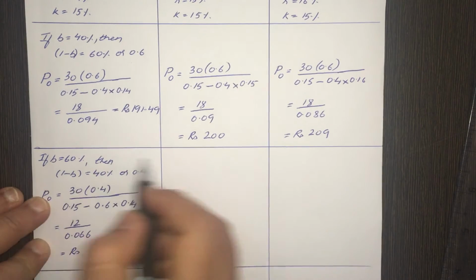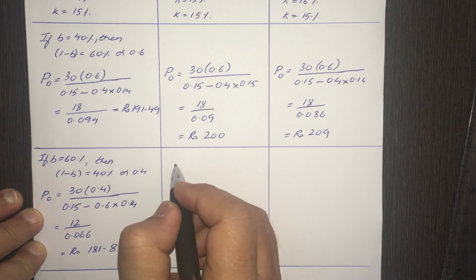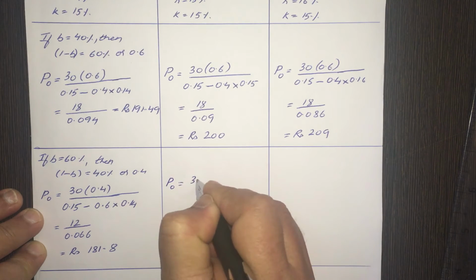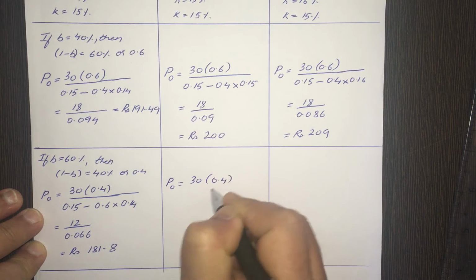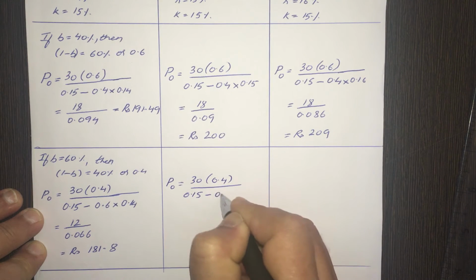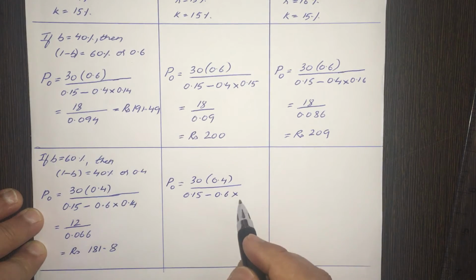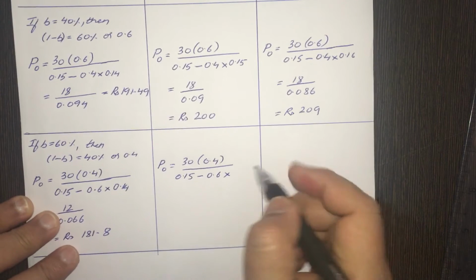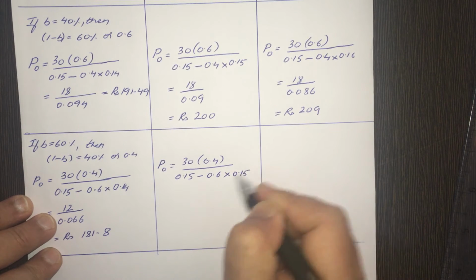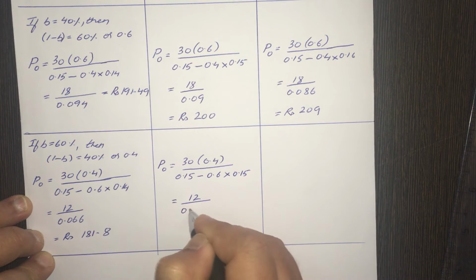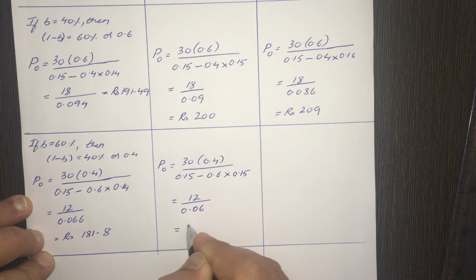Now, same thing here when B is 60%. So P0 is equal to 30 into 0.4. All this remains the same except R. Now R here is 15%. Okay, so 0.15. You will get 12 divided by 0.06, which equals 200.